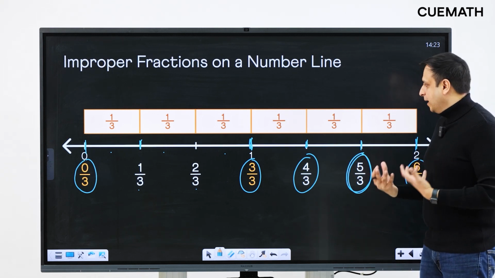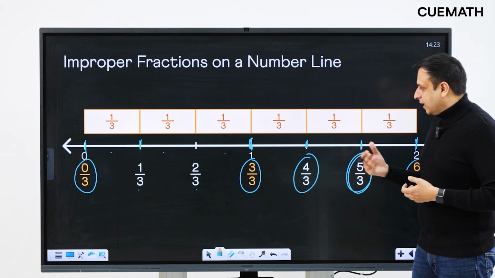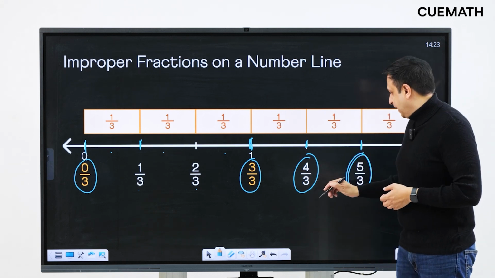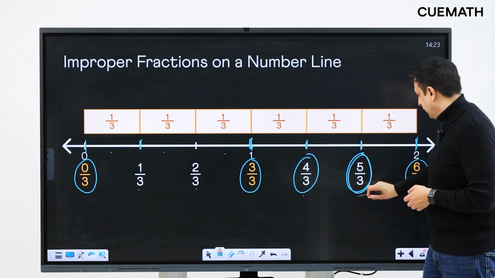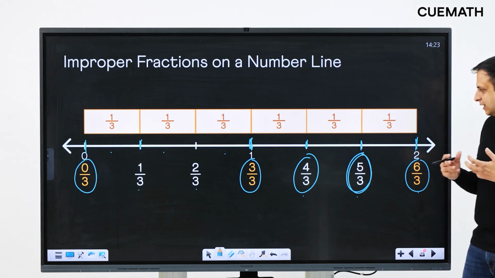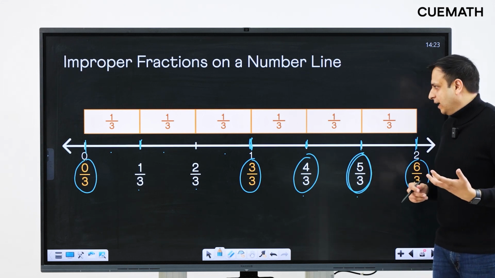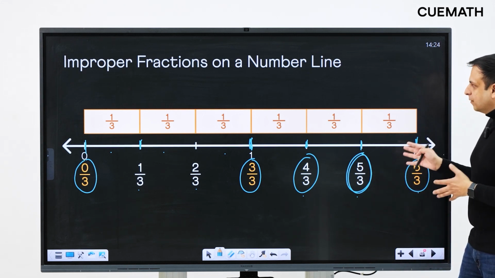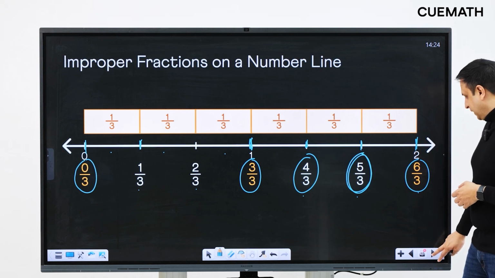So this is how we represent fractions that are greater than 1 on the number line. These fractions, 4 over 3, 5 over 3, 6 over 3, are all greater than 1, but they can be represented on the number line.